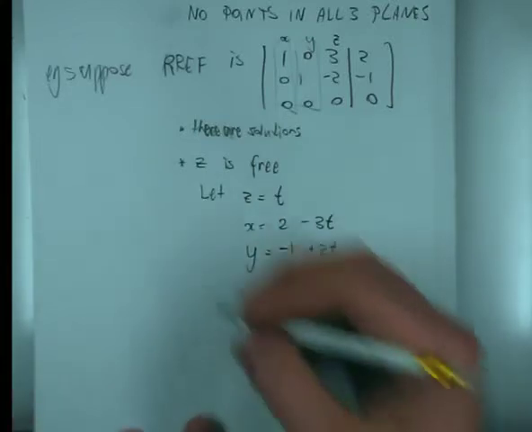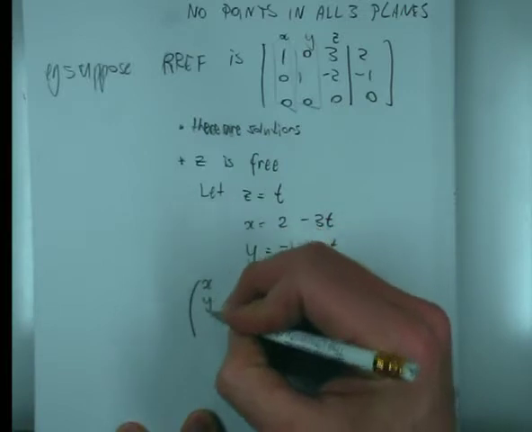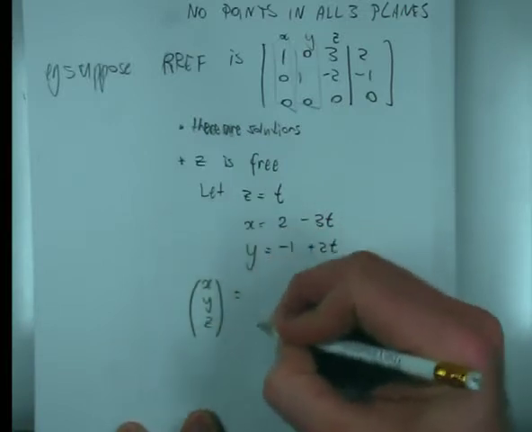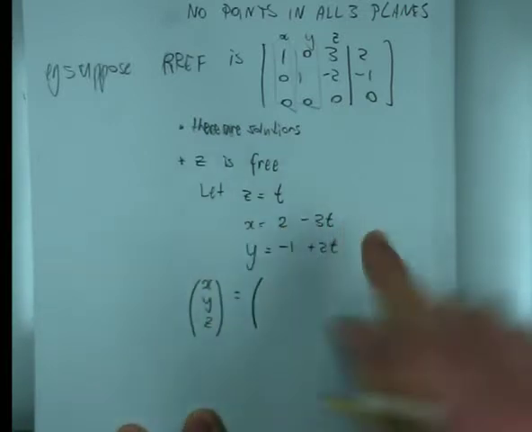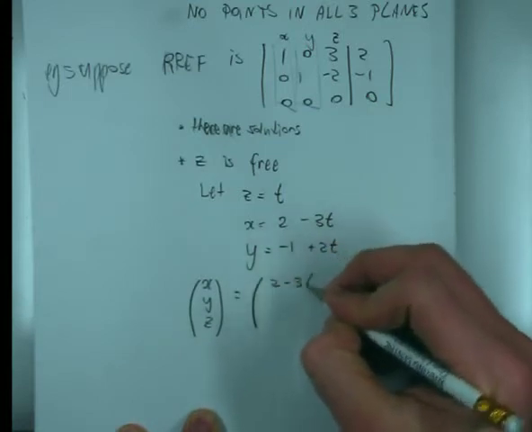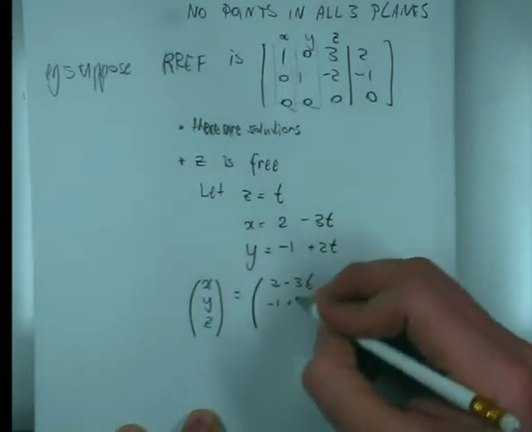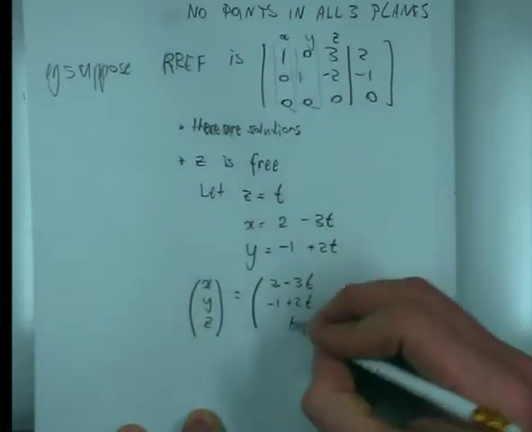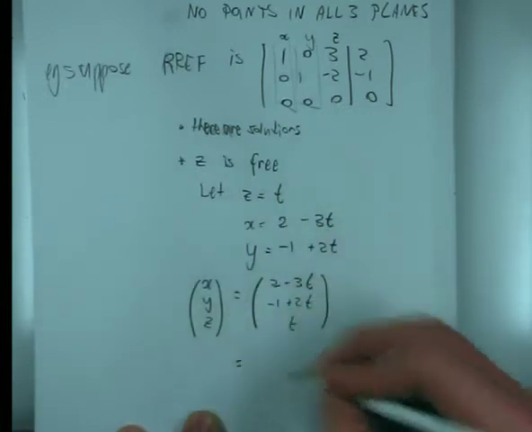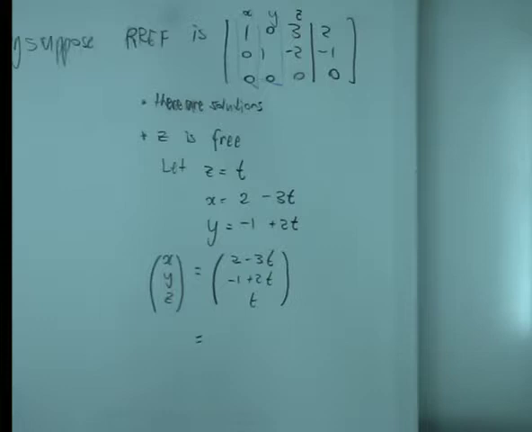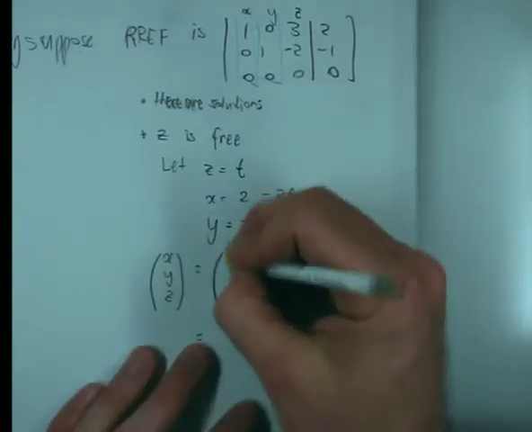So the next step is to go, well, this is how I was taught anyway. So x is 2 minus 3t, y is minus 1 plus 2t, and z is t. And this is the stage way back when we were doing vectors where we learned how to create the vector equation from the parametric equation. So it's the same story. That's not a z there, that's a 2, by the way.